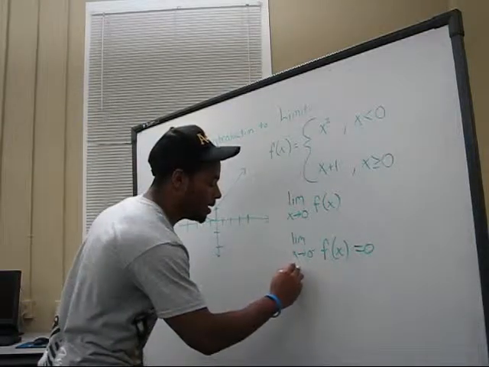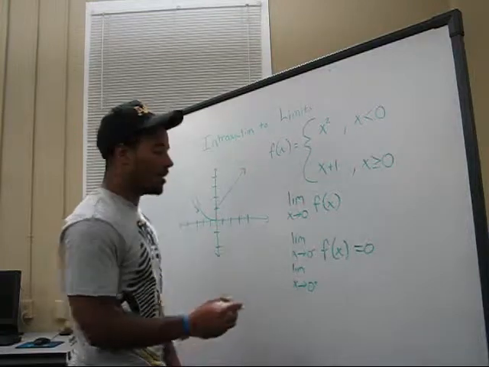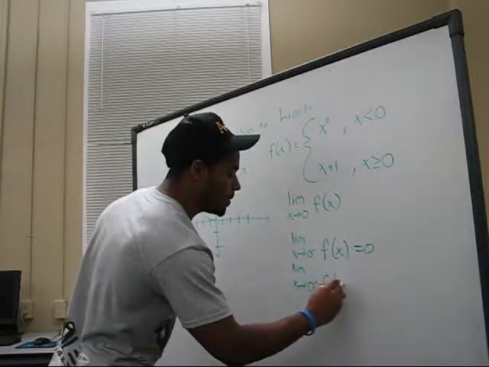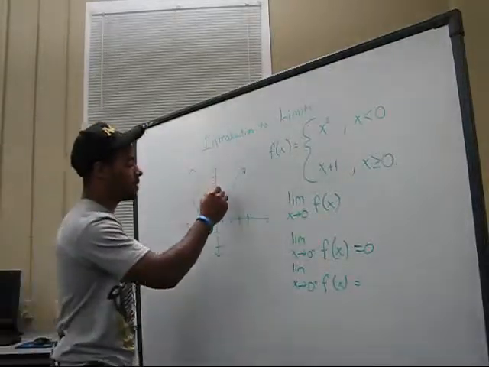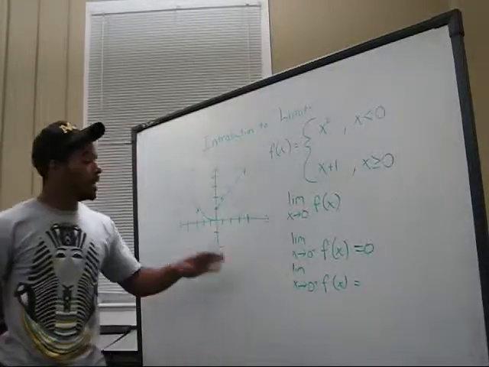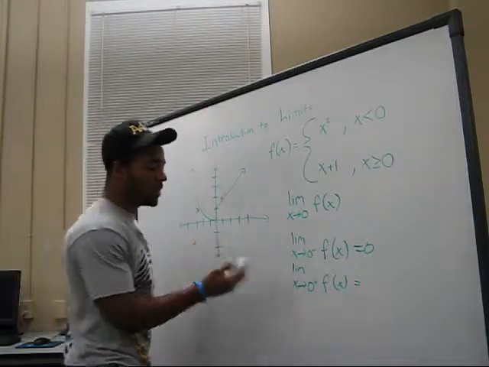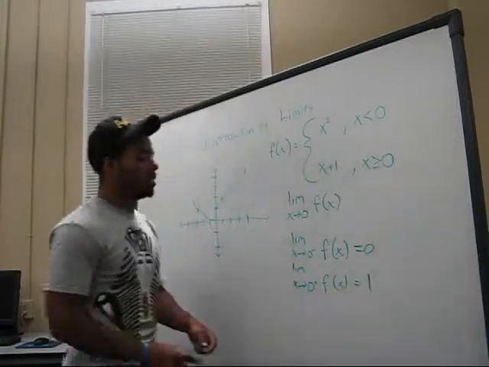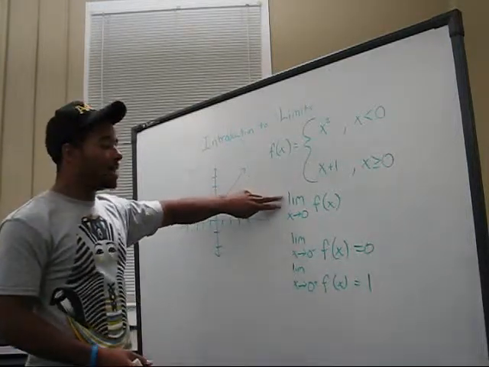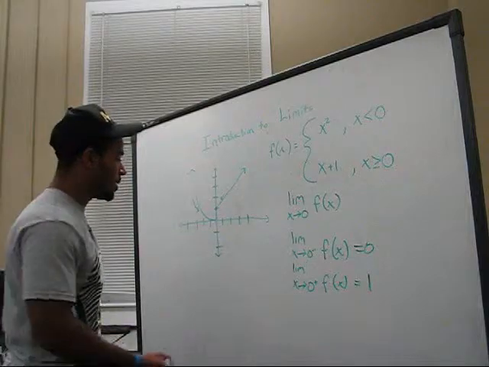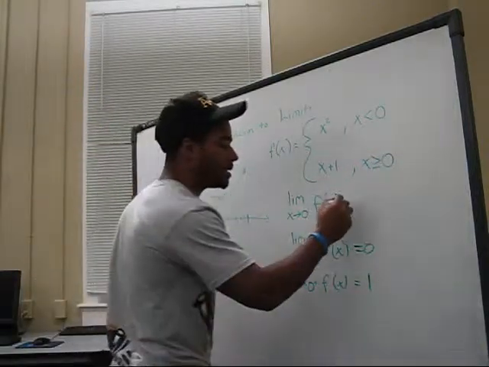The limit as x approaches 0 from the positive side of f of x is going to be working with this linear function coming down this way. As you can see, this one is approaching 1. So as it's coming down, it's approaching 1. So the limit of this overall function as x approaches 0 does not exist.